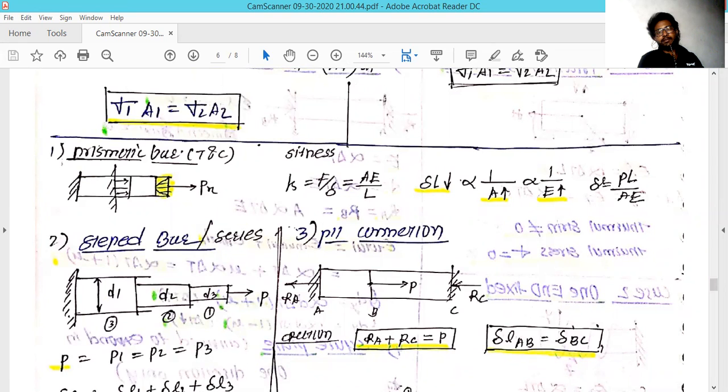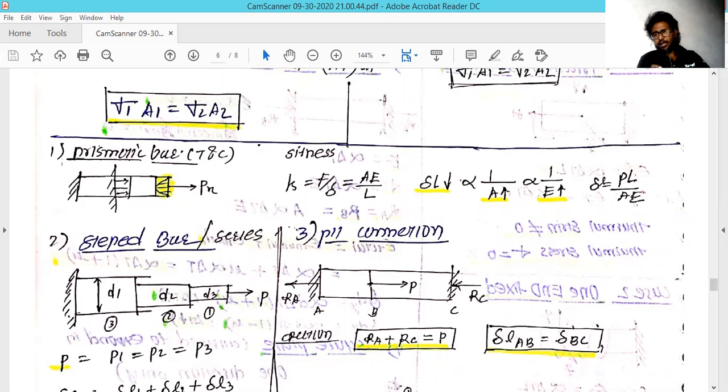In this formula, the other formula I have taken is for stiffness. Stiffness is nothing but force per unit change in length, and this formula is very important. If you take the stiffness of any rod, each and every material acts as a spring, and if it acts as a spring, it holds some value of k, which is the stiffness value of that particular material.